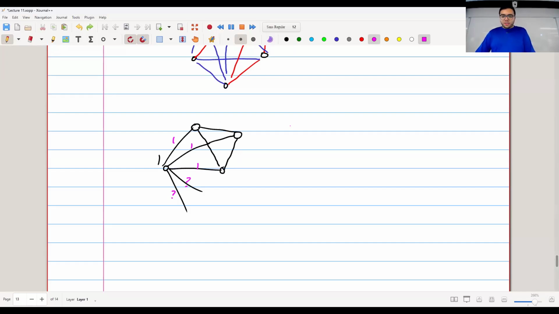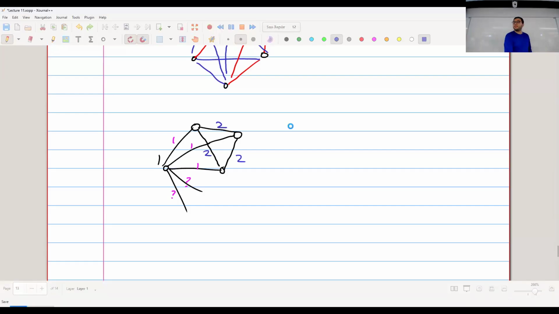So the only case I don't get a triangle is if all of these segments are color 2, but then I get a triangle of color 2. Okay. So in any case, I have a triangle that has the same color on all 3 of its edges.